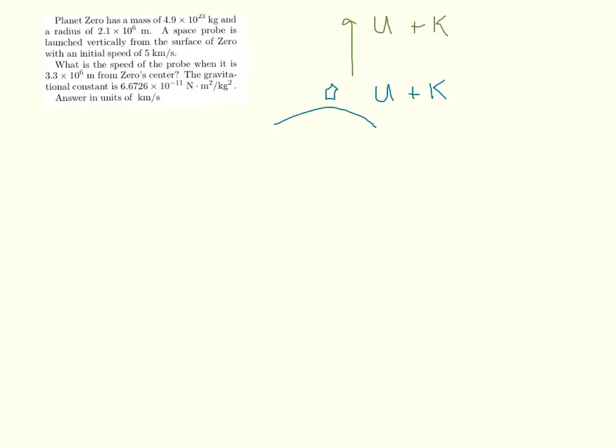So I have my initial potential energy plus my initial kinetic energy is going to equal, because energy is conserved, my new potential energy and my new kinetic energy. My initial potential energy is negative G, the mass of the planet and the mass of the object, divided by the radius of the planet, plus 1/2 the mass of the probe times the velocity of the probe squared.